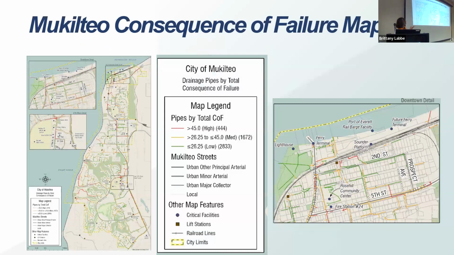The end result was a map of all of the pipes, high, medium, and low. We did a Jenks analysis with natural breaks to sort them into groups of how many would be high, medium, and low based on their scoring.